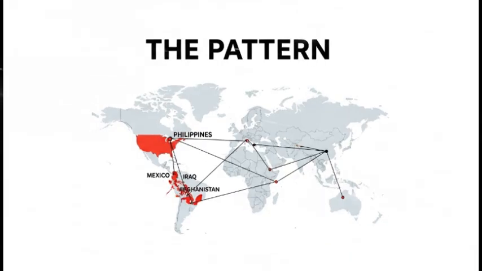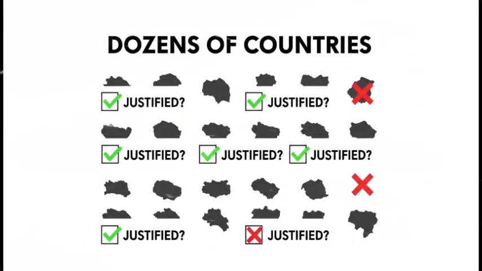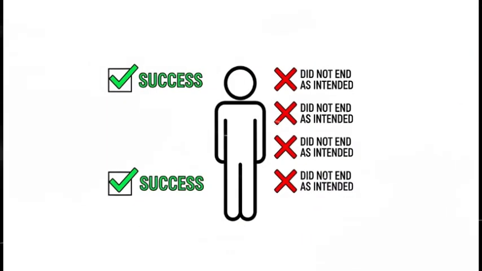The pattern. From the Philippines to Iraq. From Mexico to Afghanistan. The United States has invaded, occupied, or intervened militarily in dozens of countries. Some interventions were justified. Some were not. Some succeeded. Most did not end the way they were supposed to.